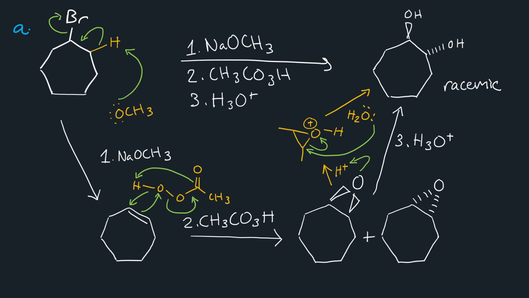The oxygen will grab onto one of the hydrogens. It'll then form an alcohol, which will then open up when we add the water. And we end up with a final product of a trans racemic mixture over there.